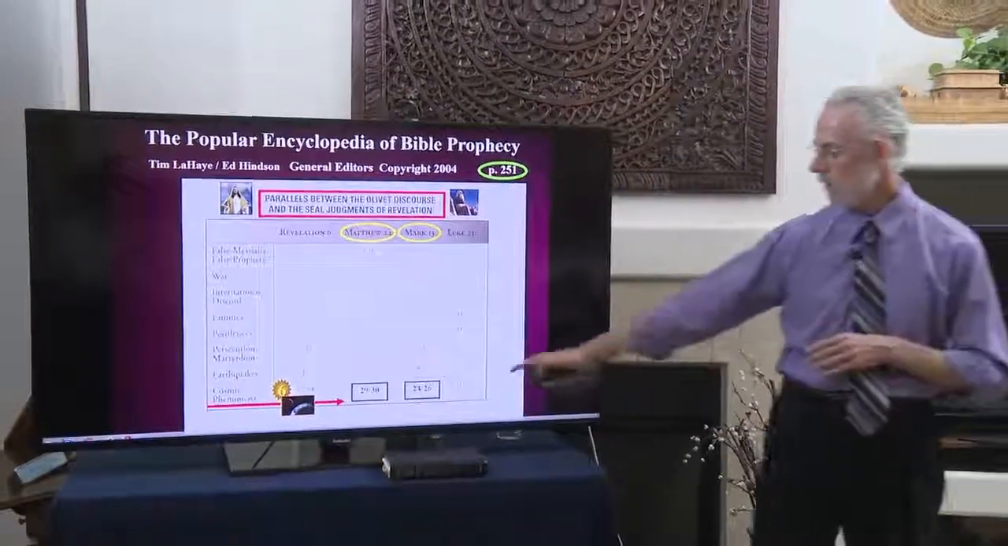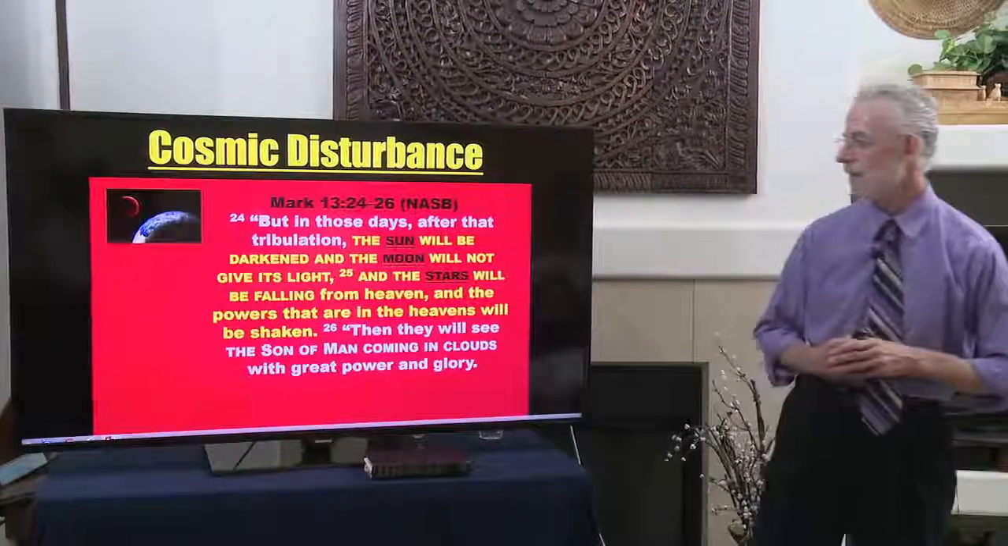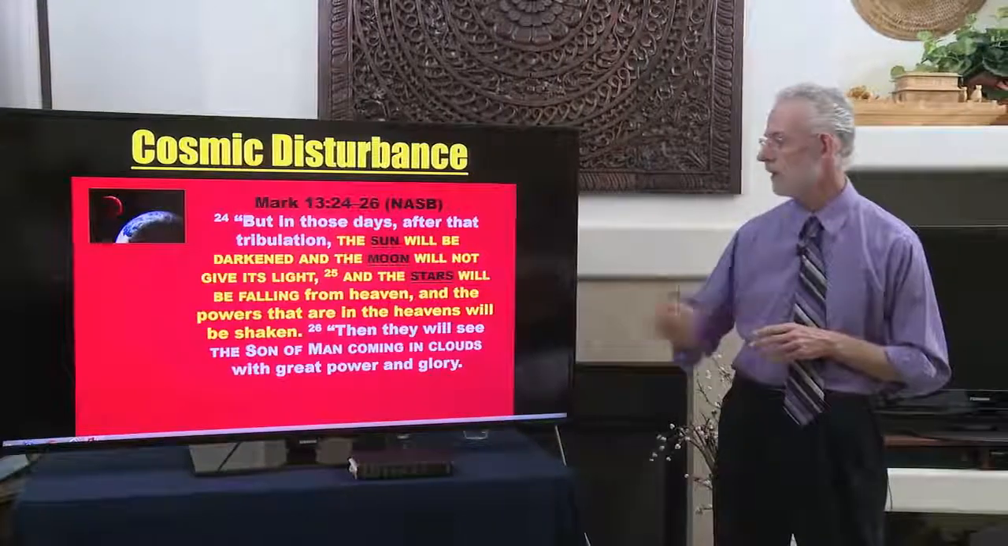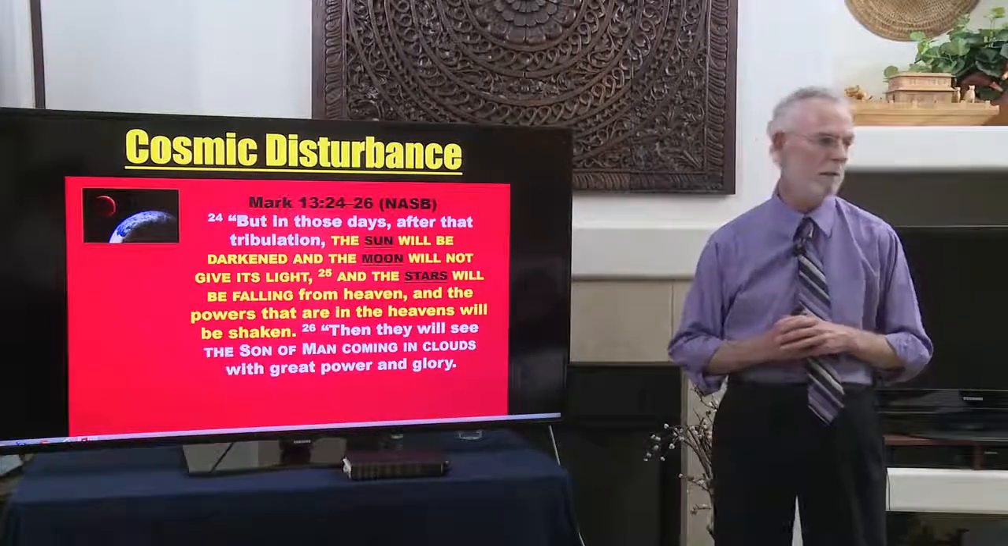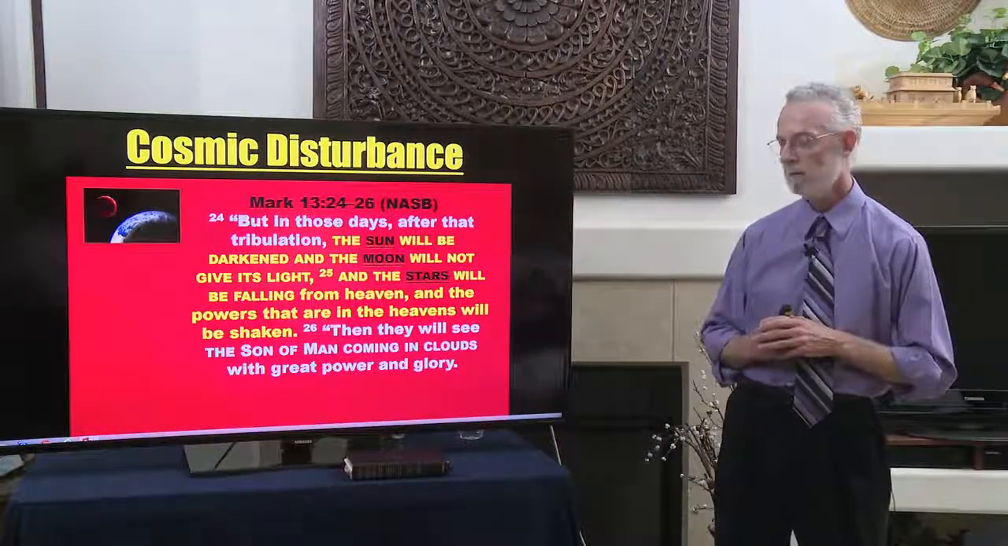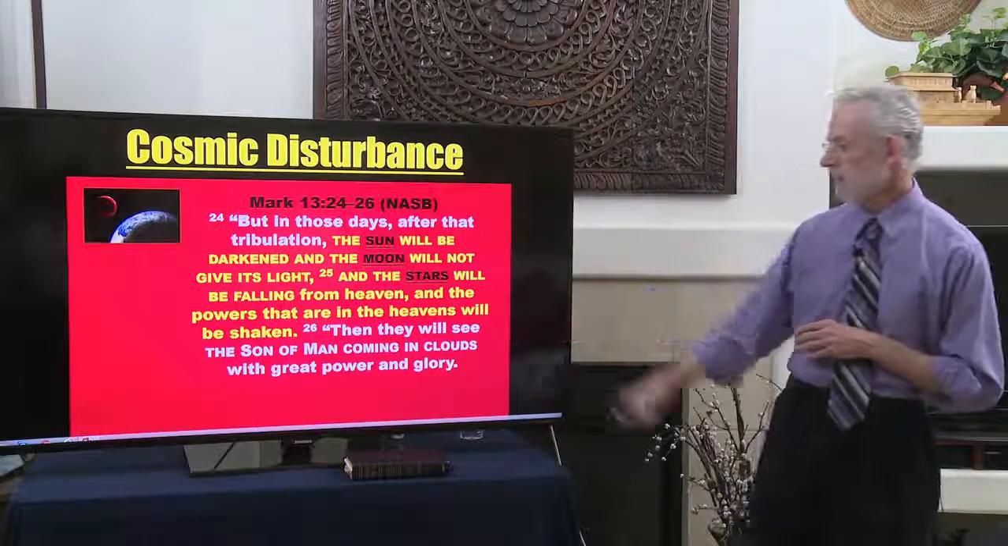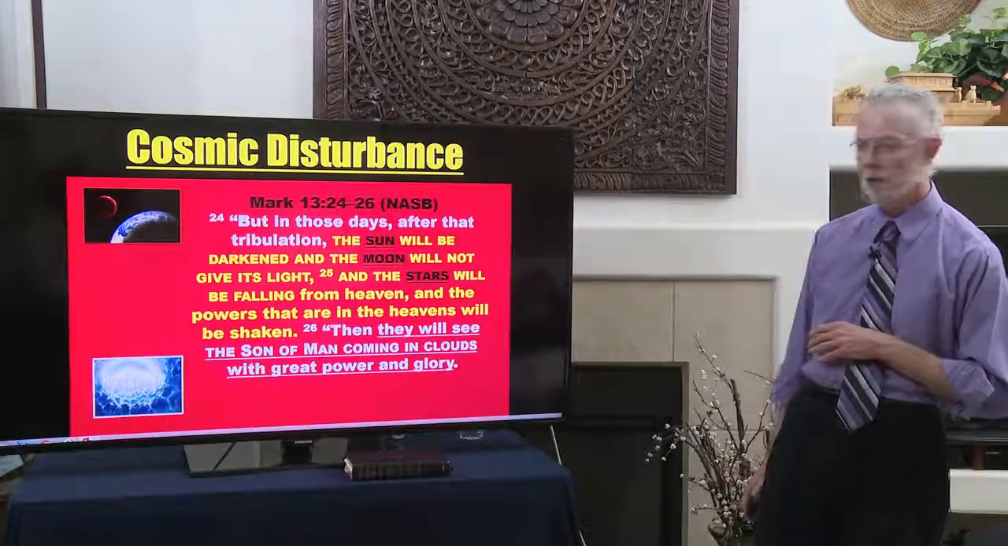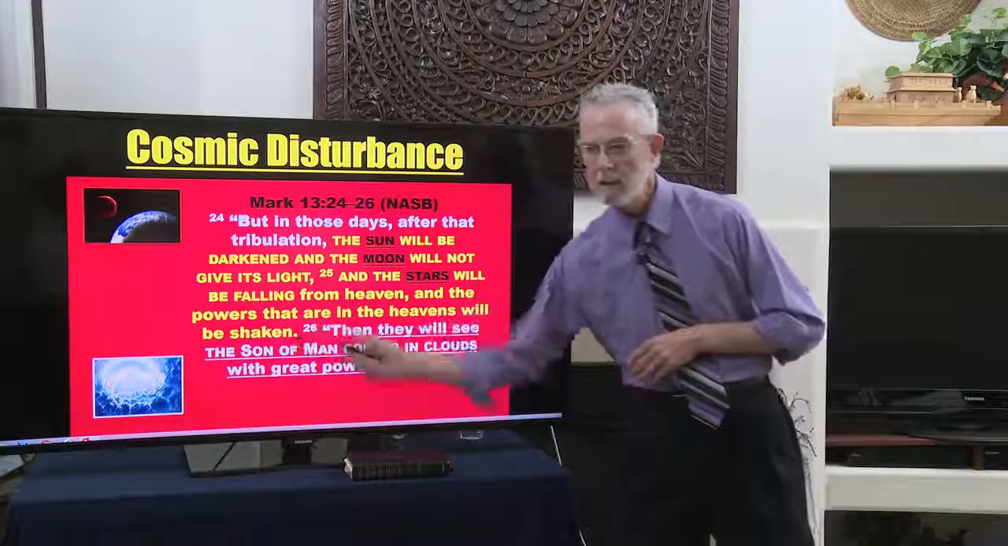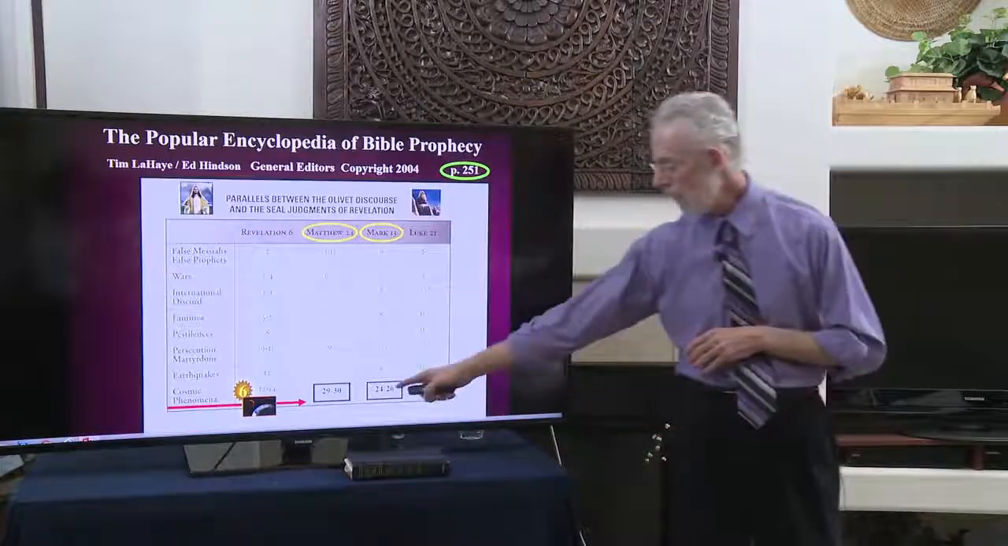Now, as we come over to Mark 13, I think we have some cosmic phenomena there, don't we? How about verses 24 through 26? Let's go to Mark. Jesus said, in the days after that tribulation, the sun will be dark and the moon will not give its light. The stars will fall from the sky. Wow. And then we're told that they will see the Son of Man coming in the clouds with power and great glory. Jesus is going to break through that darkness and light up that sky. That was left off the chart.